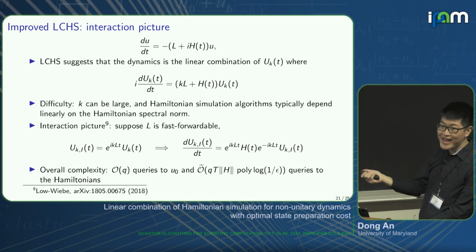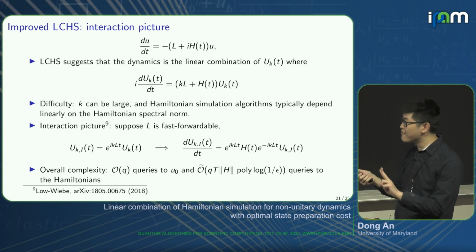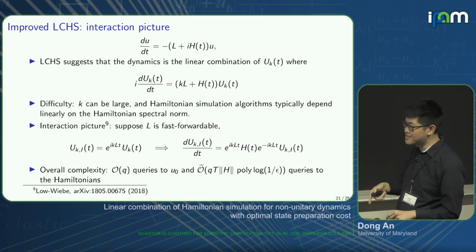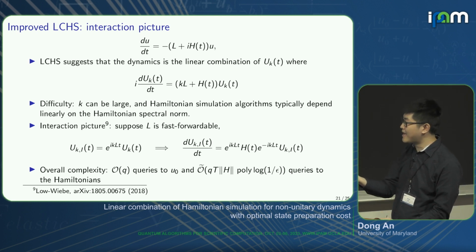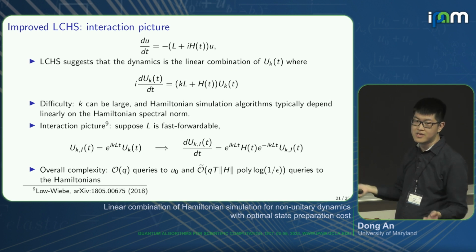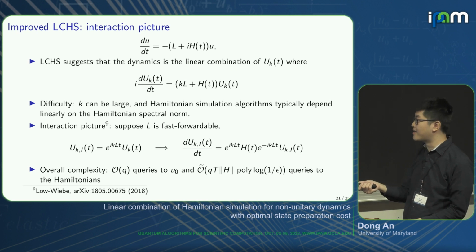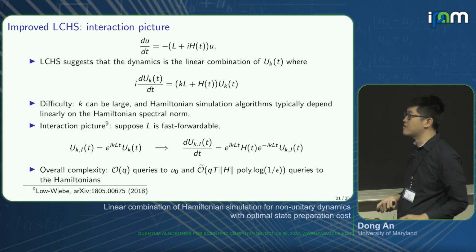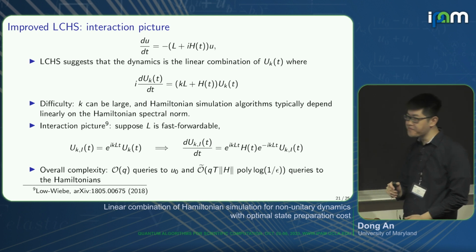With this interaction picture Hamiltonian simulation, we really get rid of this worse scaling due to the large k. Actually, the overall complexity can be linear, optimal in terms of the initial state preparation oracle, and also polylog in terms of the precision for the queries to the Hamiltonians or to the matrices, which means that this is a high-order convergence method.